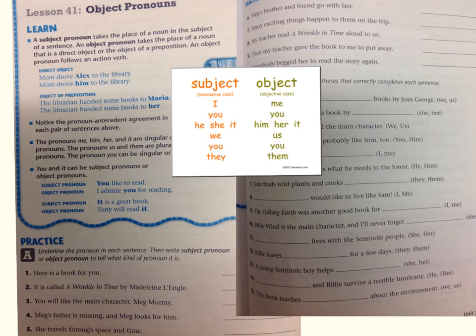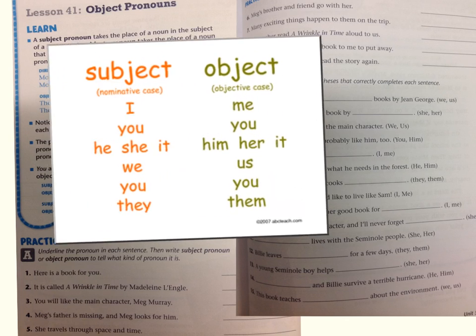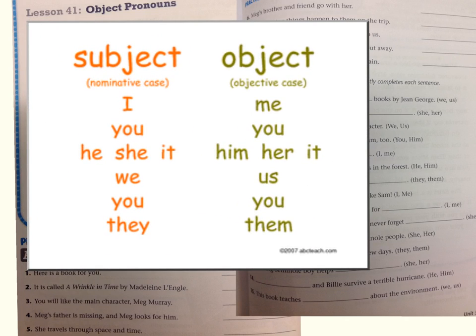All right, so today's lesson is on page 184, and it is lesson 41. We are looking at object pronouns. Yesterday and last night, we looked at subject pronouns. I like this little chart here for subject pronouns versus your object pronouns. Your subject pronouns: I, you, he, she, it, we, and they. And object pronouns: me, you, him, her, it, us, and them.